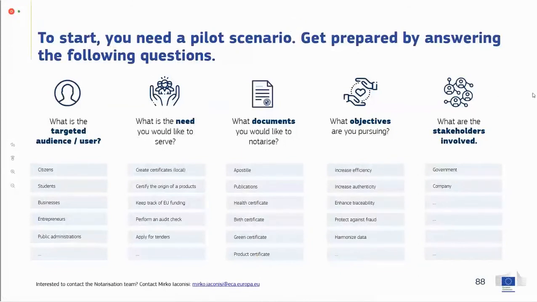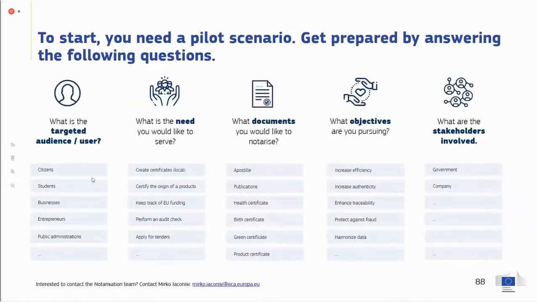And then last but not least, you need to think about what the stakeholders are that would be part of your pilot, because obviously this kind of pilot requires an ecosystem around you in order to be functional. And once you have this scenario, and obviously also as a prerequisite, a fully dedicated team to work on the pilot, you can start discussing and planning your pilot.